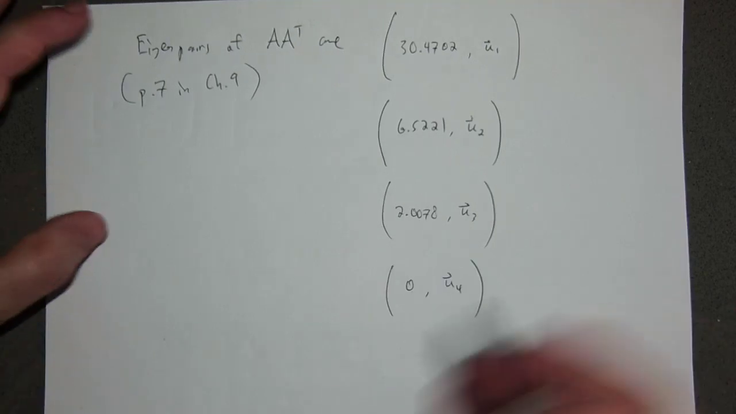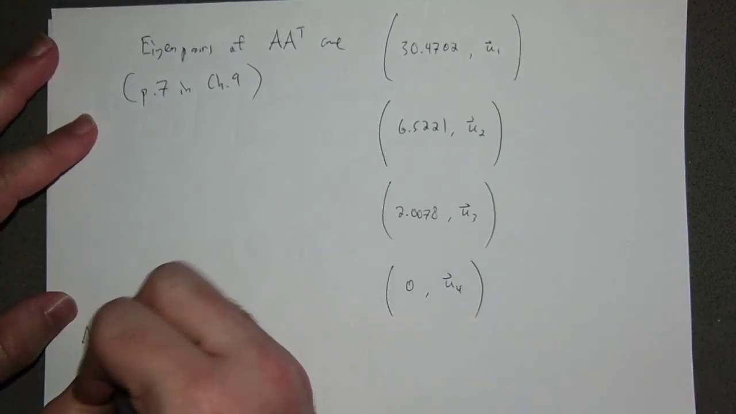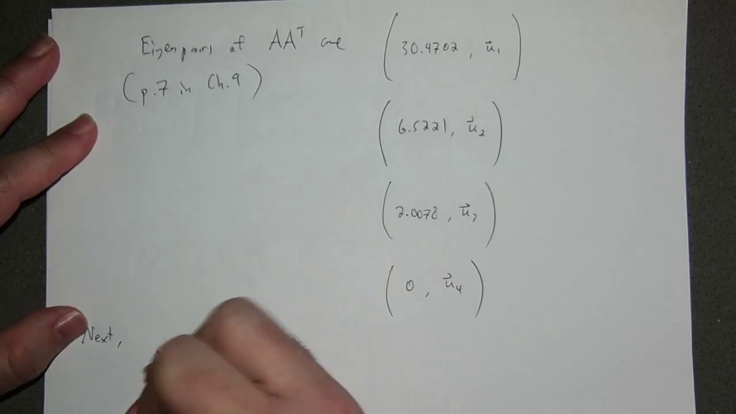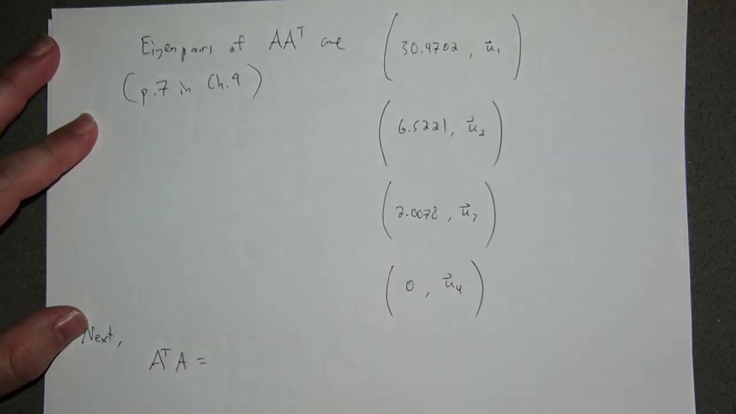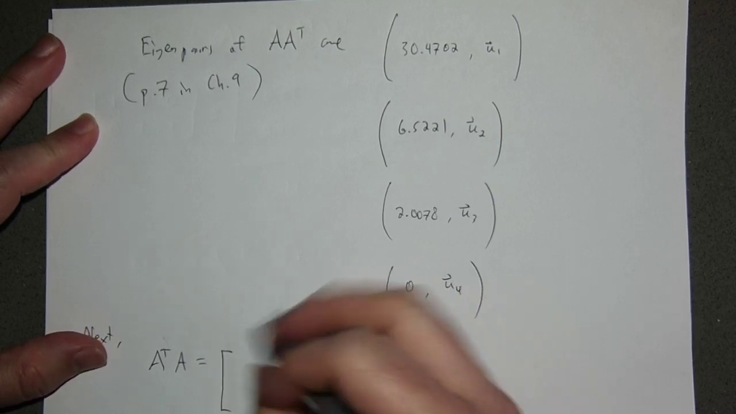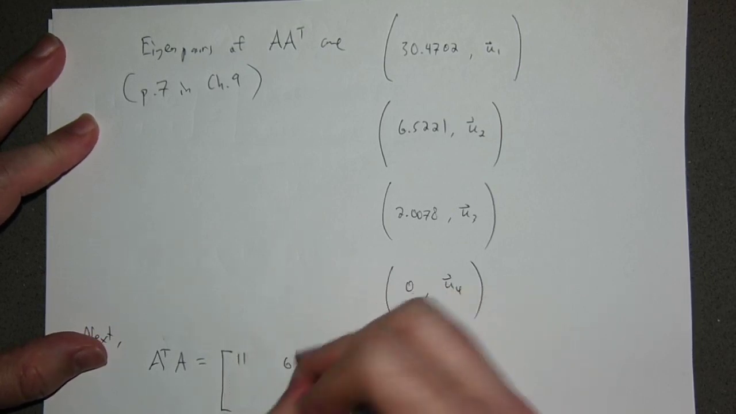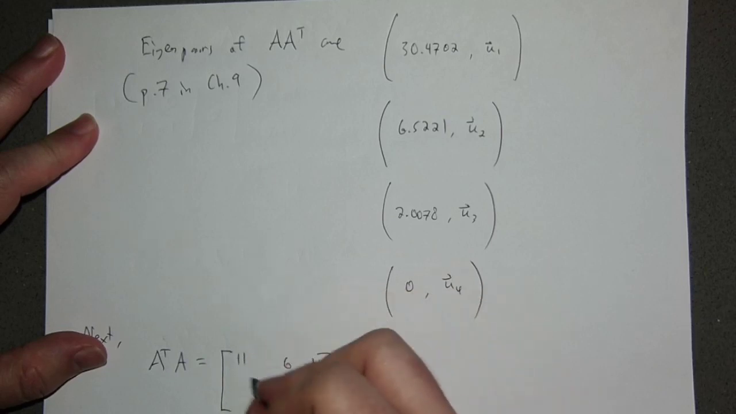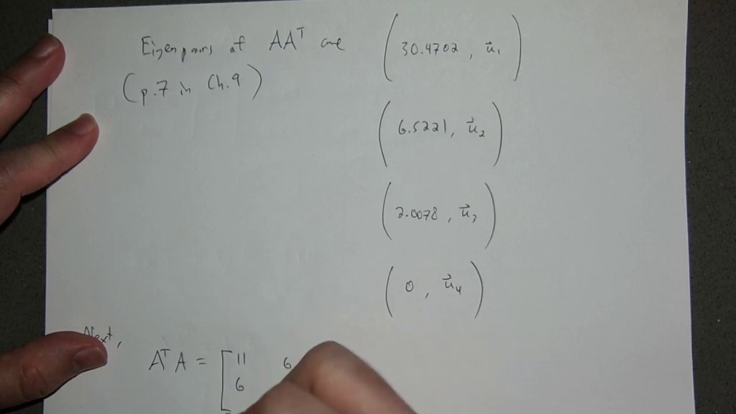All right, so next, A transpose A is the 3x3 matrix 11, 6, 11, 6, 7, 5, 11, 5, 21.